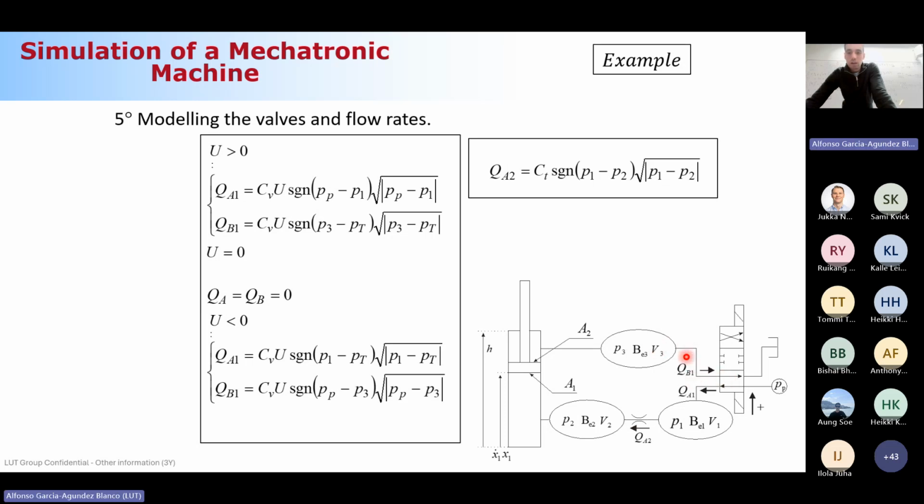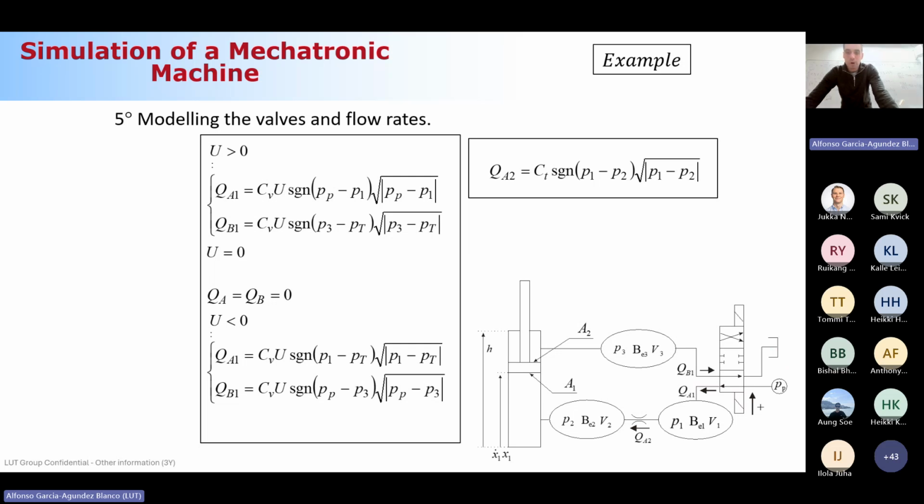And now, for QB1, you can see that in the directional control valve, we are connecting control volume 3 with the tank here, no? So the expression would be, again, the CV times the U. The sine function, which is a +1 or a -1, now relates the pressure in the control volume 3 with the pressure of the tank, and this is square root, okay? Square root of the absolute value of P3 minus PT. This is for U greater than 0, that I repeat, pump connected with the control volume 1 and control volume 3 connected with the tank.